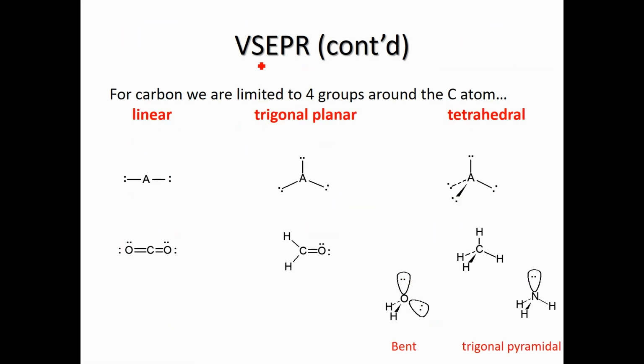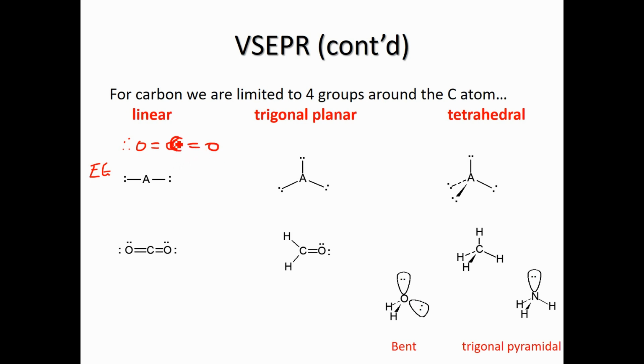Okay, continuing with valence shell electron pair repulsion theory. For carbons, we are limited to 4 groups around the central atom. That's the maximum you can go. You can go 4, 3, 2, or 1. For example, carbon monoxide. So you would see that if you are considering, let's see, what are we considering? If you are considering the Eg, okay, so let's say you have carbon dioxide, sorry.